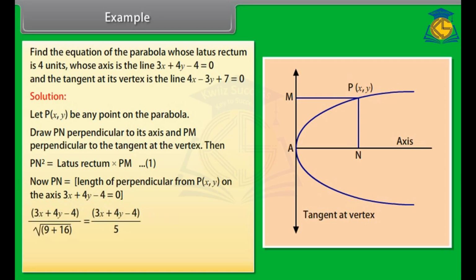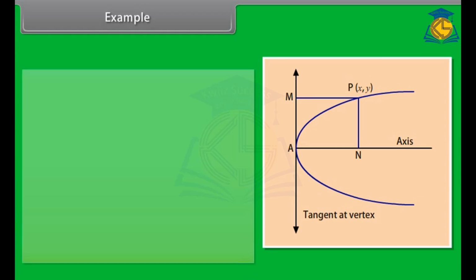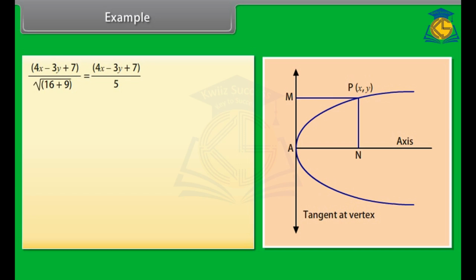PN is equal to (3x + 4y - 4) upon under root 9 + 16, which is equal to (3x + 4y - 4) upon 5. PM is equal to the length of the perpendicular from P(x, y) on the tangent at vertex A, 4x - 3y + 7 = 0, which is (4x - 3y + 7) upon under root 16 + 9, equal to (4x - 3y + 7) upon 5. Latus rectum is equal to 4.